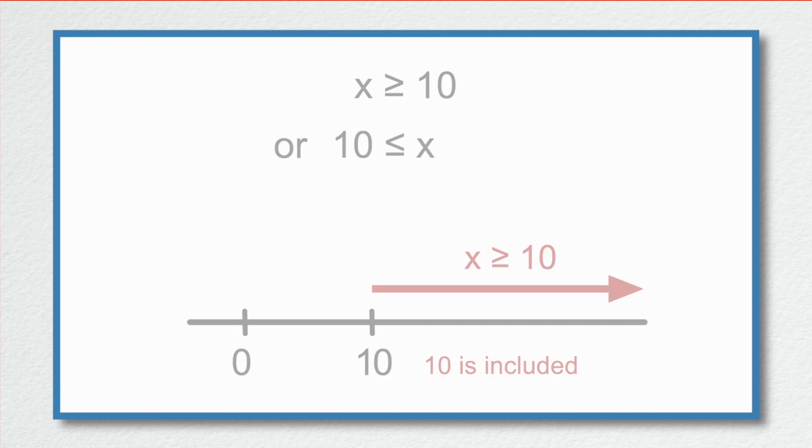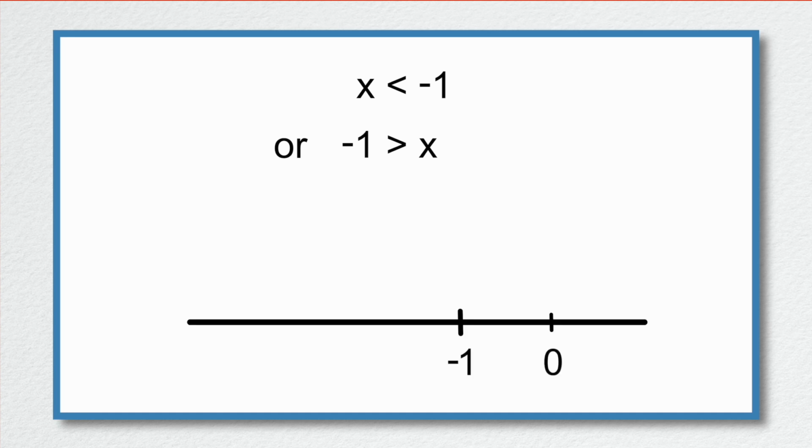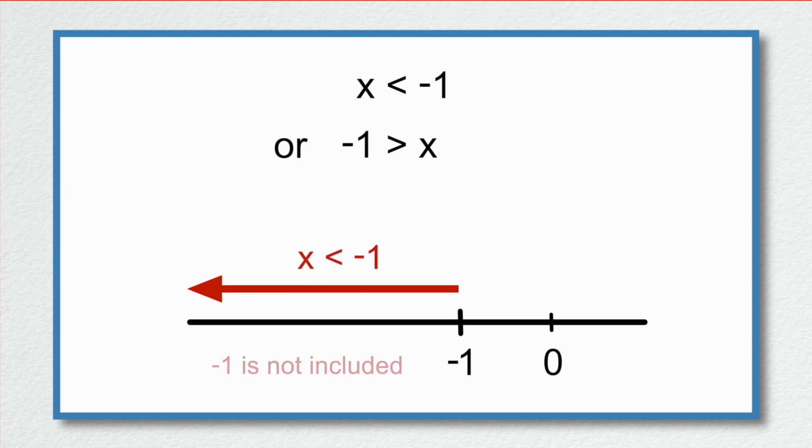And if we look at this one here, x is less than minus 1, or we could say that minus 1 is greater than x. So here's minus 1 on a number line, and so x is the infinite range of values here, and minus 1 is not included in that range.